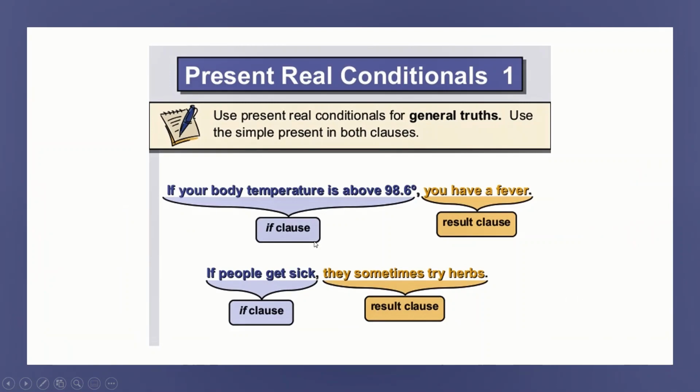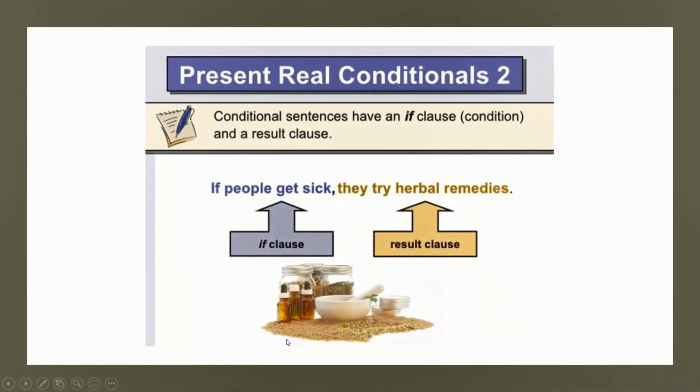Let's take a look at the following. We have here other examples. Like if your body temperature is above 98.6 degrees, that is the if clause. What is going to happen? What is the result? You have a fever. This is Fahrenheit. In centigrade it will be like 38 and above. If people get sick, that is the if clause, comma, they sometimes try herbs or natural remedies, for example. That is going to be the result clause. And if you notice, we are using simple present in both clauses. Here we have another example: if people get sick, they try herbal remedies, or they go to the doctor, for example.